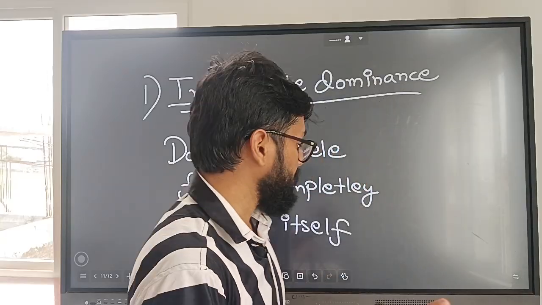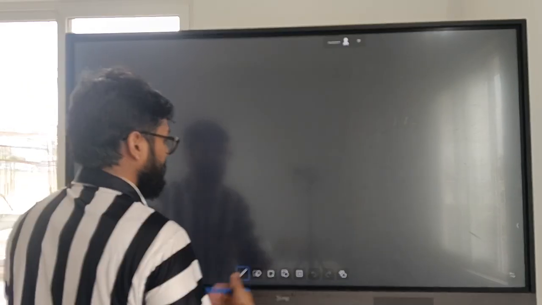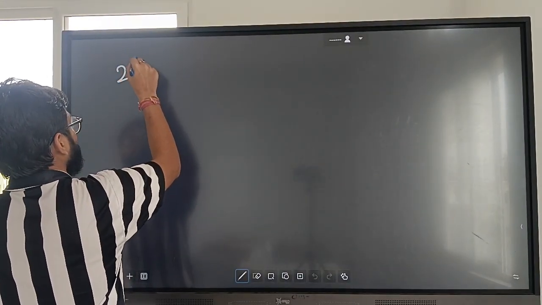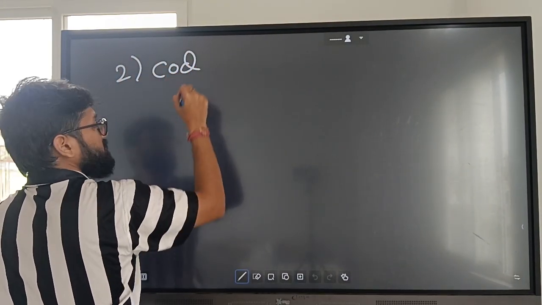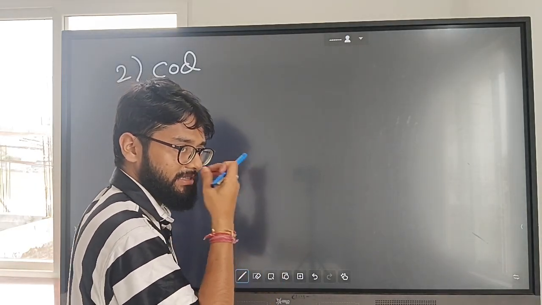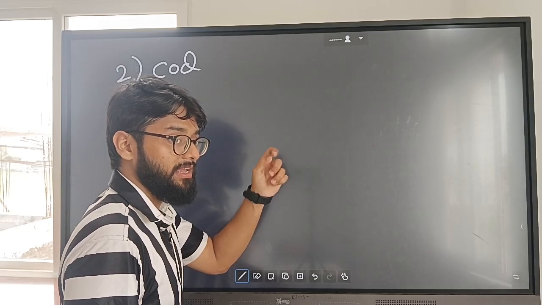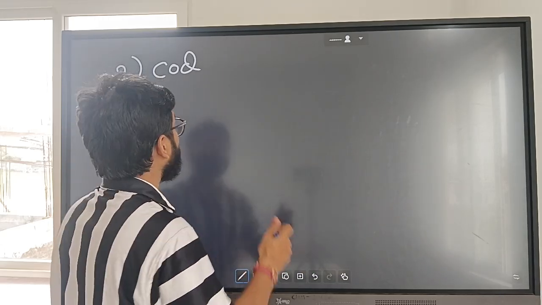Okay, and in a very short form, we will discuss the next part, that is codominance. In your books it is given with the example of Snapdragon. We will explain that also, but for now simply understand what incomplete dominance and codominance are.